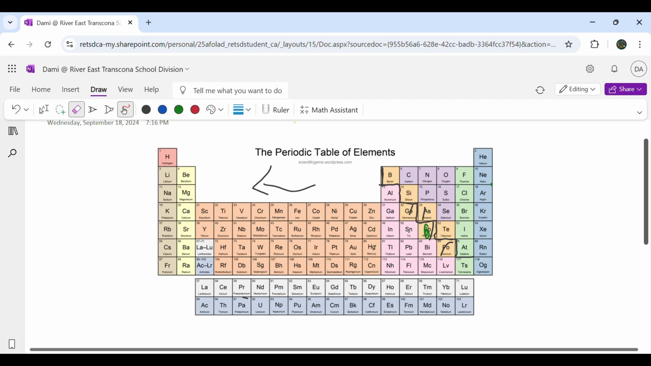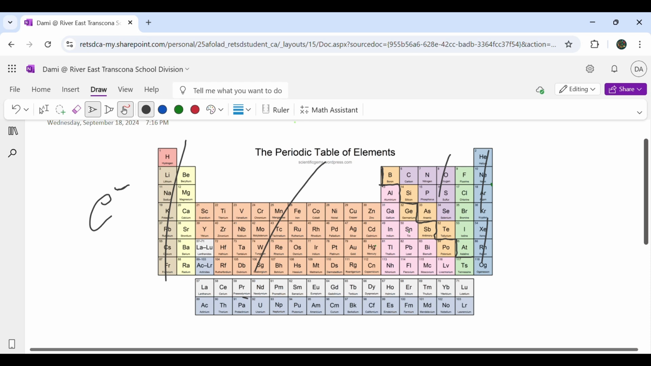Okay, let's recap. Metals are on the left and the center. They are shiny, conductive, malleable, and lose electrons. Non-metals are in the upper right. They are dull, brittle, poor conductors, but they gain electrons. Metalloids have mixed properties, they are semiconductors, and they are on the staircase line.